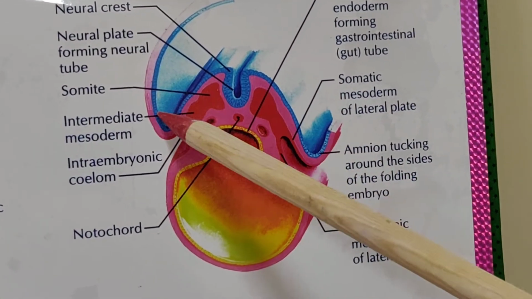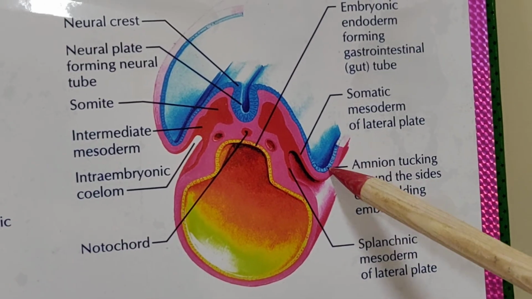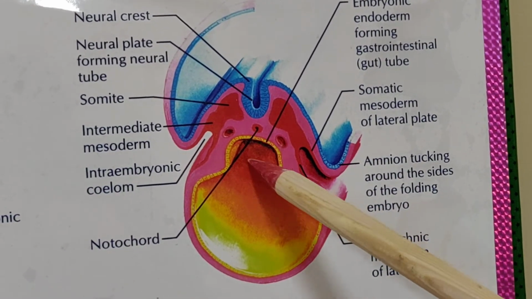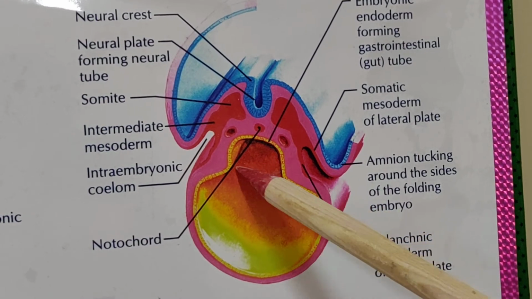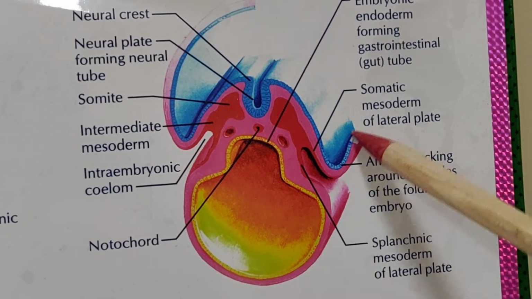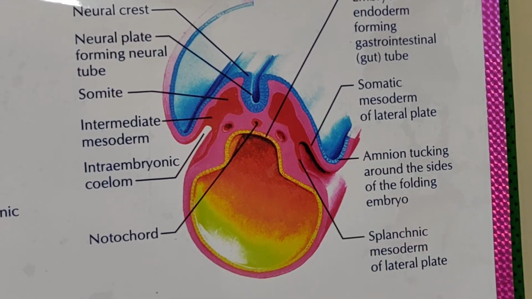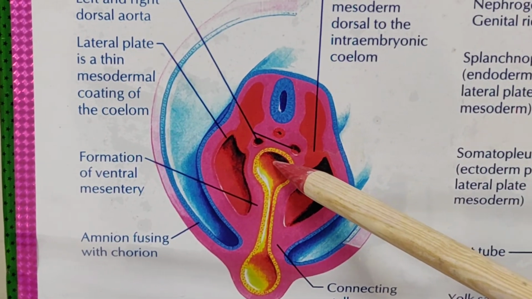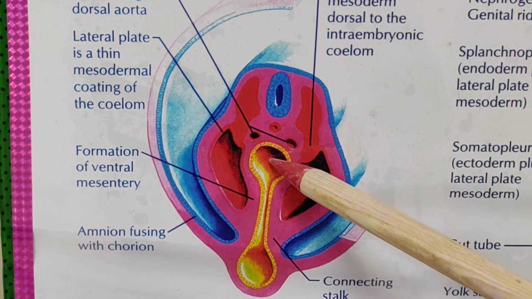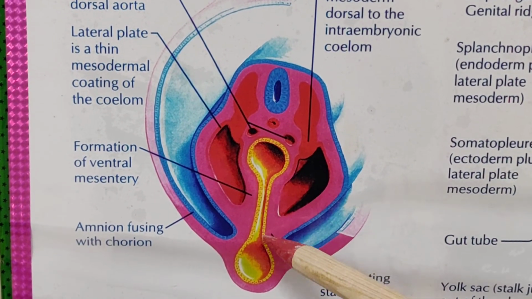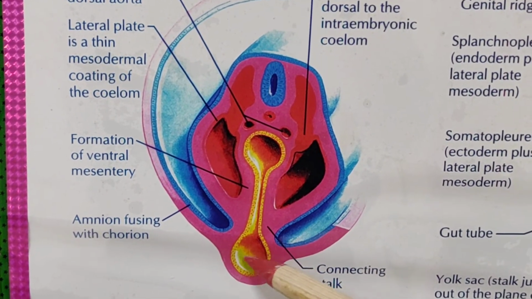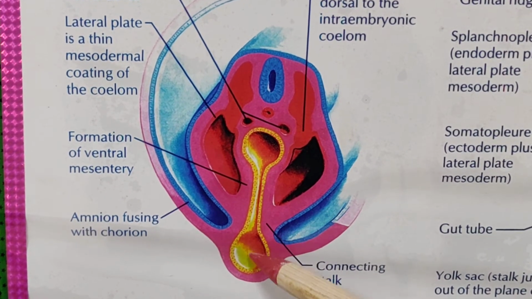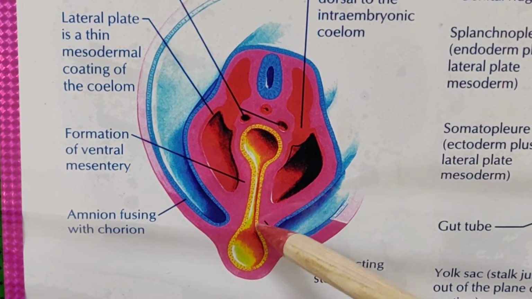Now the next diagram represents the lateral folding. On both sides begins the lateral folding. As a result of lateral folding, a part of the yolk sac begins to enclose into the embryo. Now after further folding, this is the yolk sac. Now it is changed into the gut, and this is the definitive yolk sac, the part of the yolk sac that extends into the umbilical cord region.